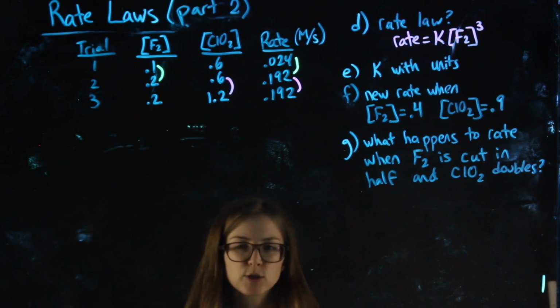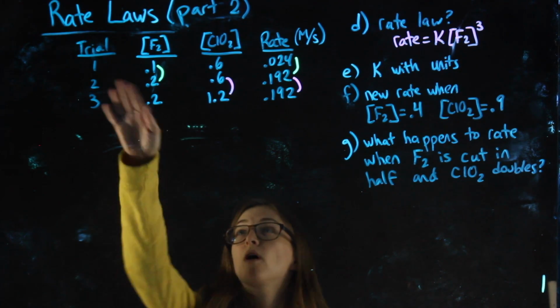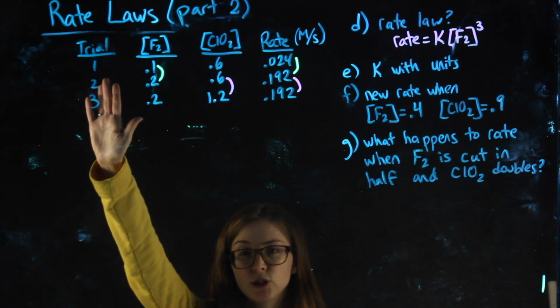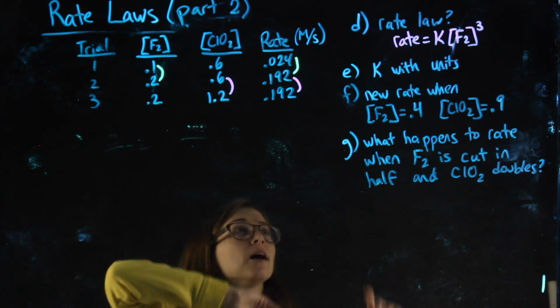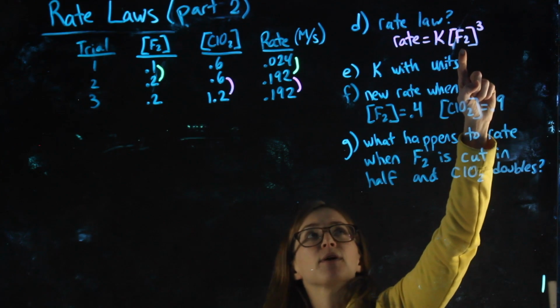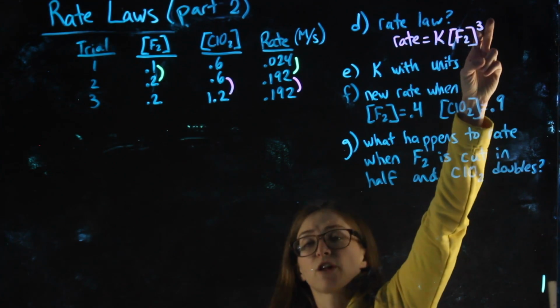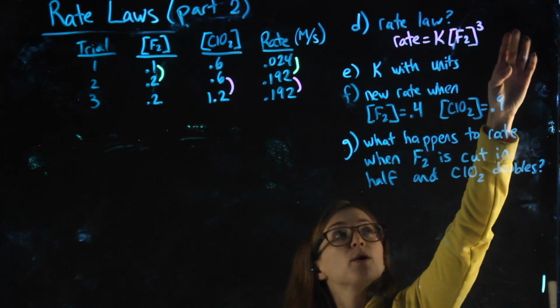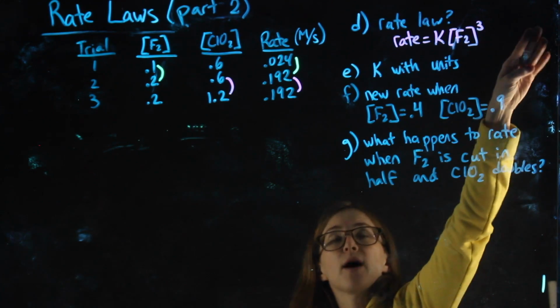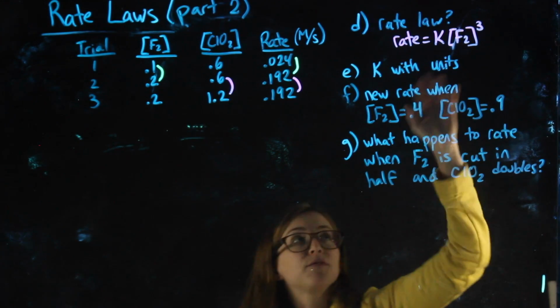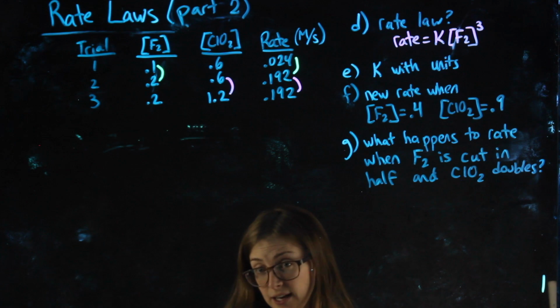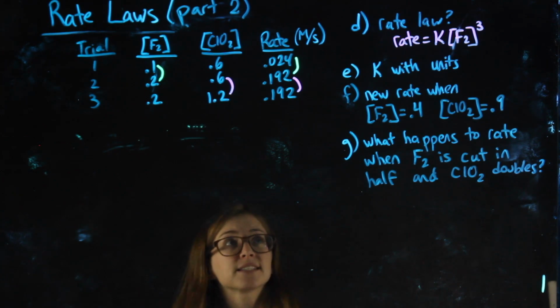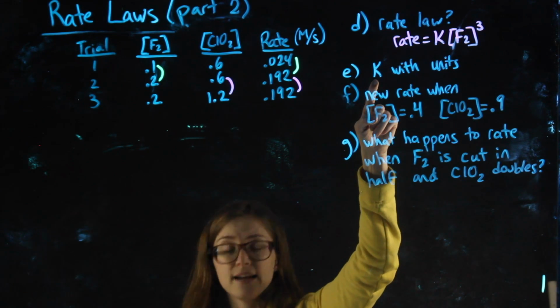So for the next few things we need to learn, I'm going to continue on with the previous practice problem you just did. So you had this data and you found a rate law that was rate equals k [F2] to the third. [ClO2] was to the 0 power, so I chose to not include it. If you have it written there to the 0 power, that's fine. But the next thing I can ask you is to find k with units.